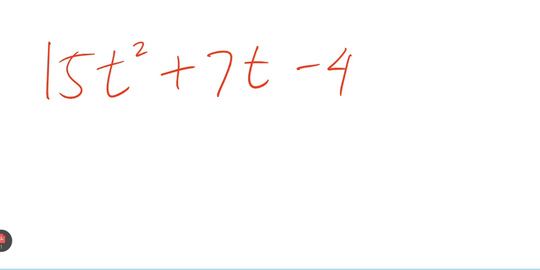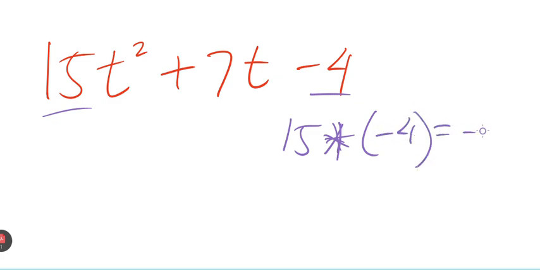So we have to find the numbers that multiply to 15. So for that one we have 15 times 4, that's going to be about negative 4, that's going to be about negative 60 then. Now, we're going to add that to the 7, so plus 7, that's going to be about 7.